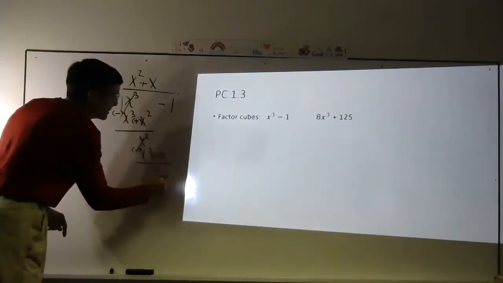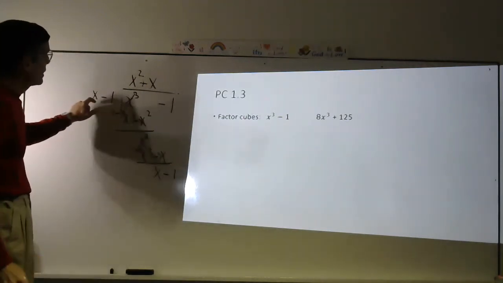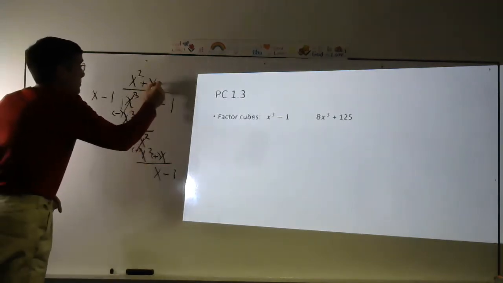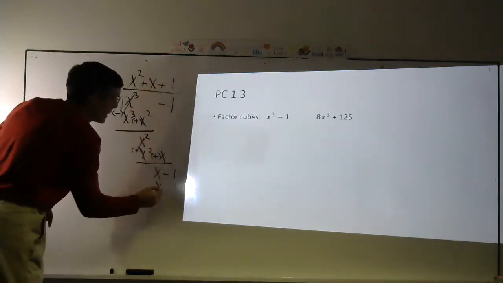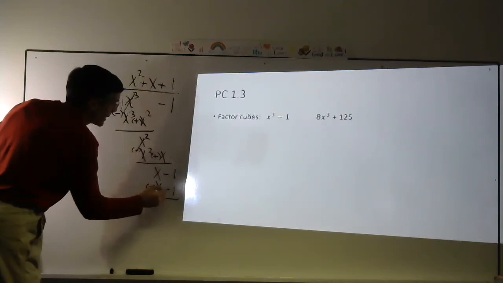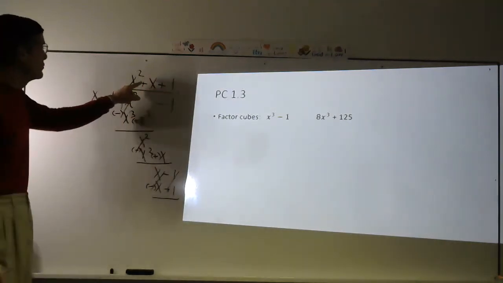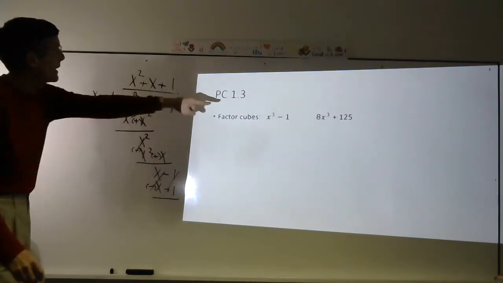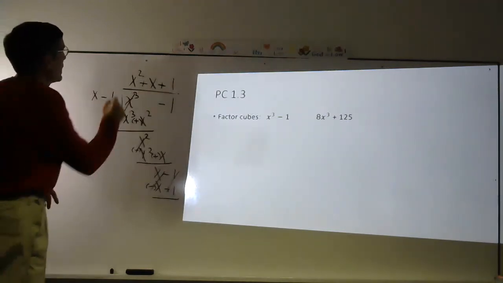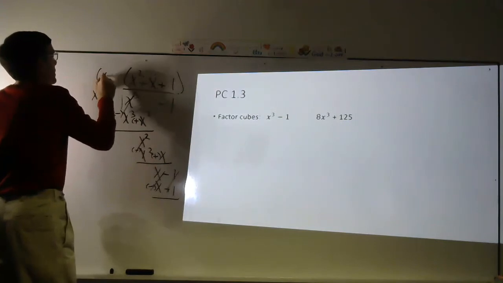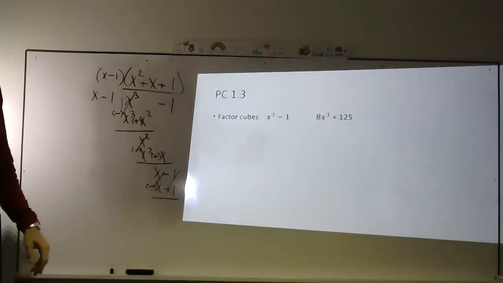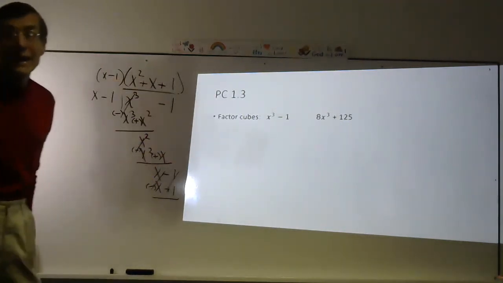Now you're ready to bring the -1 down. How many times does x minus 1 go into x minus 1? One time, x minus 1, subtract, take the negative in, and you have no remainder. There is your answer. When you factor that, you get x minus 1 times x squared plus x plus 1 will give you that.